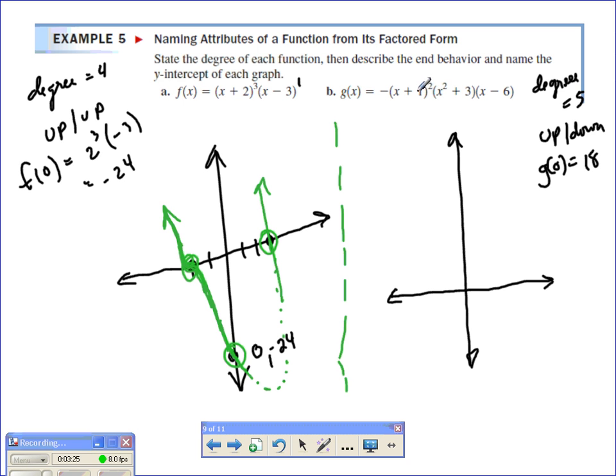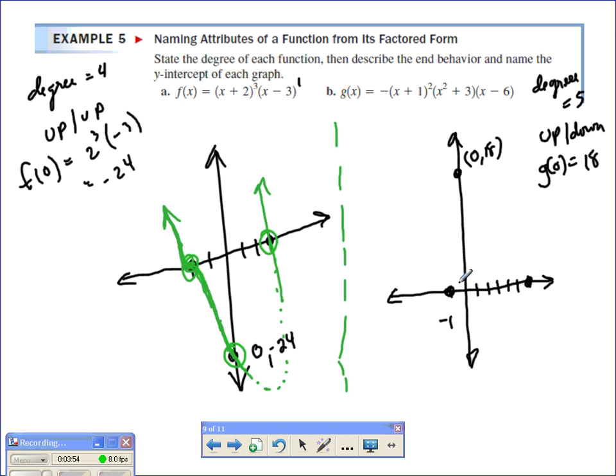0 plus 1, 1 squared is 1, plus 0 plus 3, 0 plus that, negative 6. So 3 times negative 6, negative 18, but double negative makes it positive. So at 0, 18, it crosses. Also at negative 1, and at 6, it has a zero. So these are the zeros.